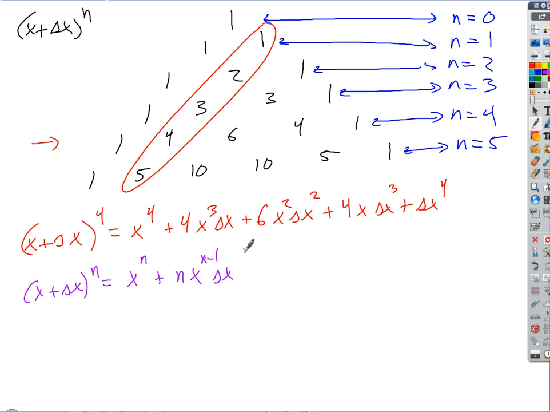Okay, so what about the next one? That one's a little trickier, isn't it? How are you going to get that one out of there? So for n equals 2, we get 1. For n equals 3, we get 3. For n equals 4, we get 6. What in the world? What's going on with that?